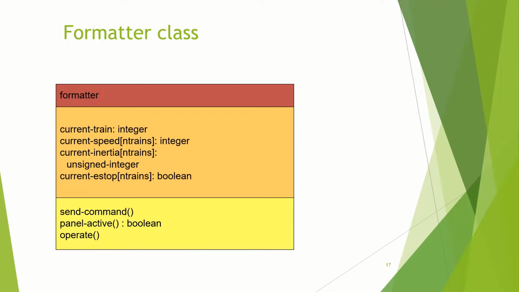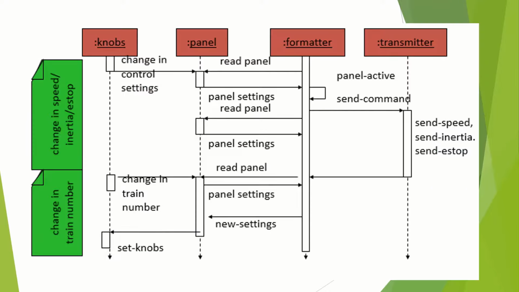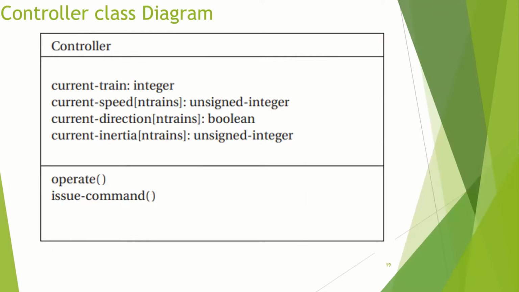The role of the formatter during the panel operation is illustrated by the sequence diagram. The first change is made to the throttle, inertia or emergency stop, and the second change is made to the train number. The panel is read periodically by the formatter to determine if any control setting is changed. If the control setting is changed for the current train, the formatter decides to send a command. If the train number is changed, the formatter must cause the knob setting to be reset to the proper values for the new train. The train's controller class is shown in the figure.